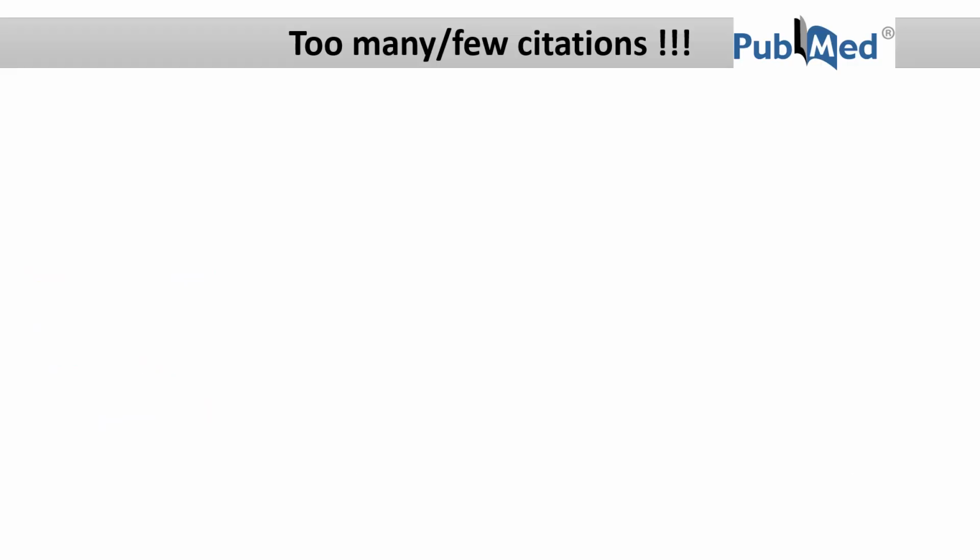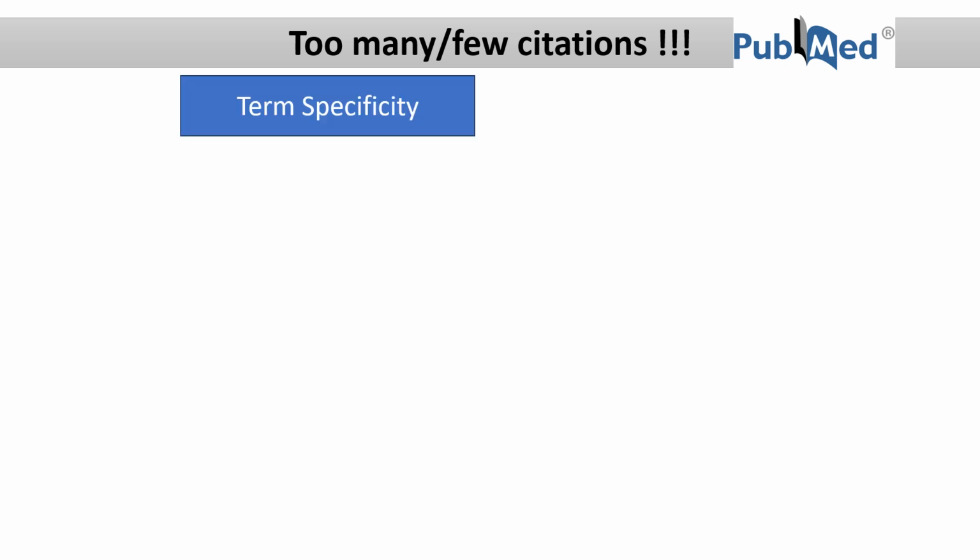So, searching PubMed is often straightforward, but sometimes you are hit by too many or too few citations. And in this case, you can use a couple of tips to handle this. For example, the search term specificity.